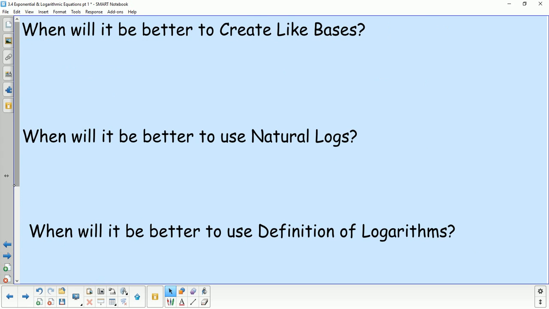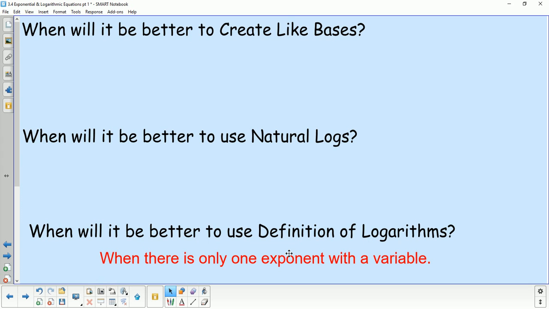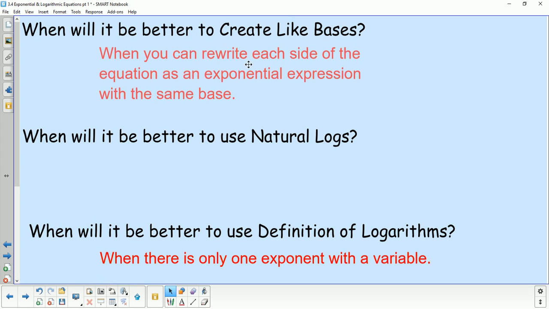Okay, the way that we are going to decide which one to use, the easiest one to decide to use is pretty much our definition of logarithms. You'll notice on those examples there was only one exponent with the variable. So when that's the case, it's easiest just to use the logarithms one. Okay, when we have multiple exponents or multiple exponential expressions with a variable, we're going to use one of these two.